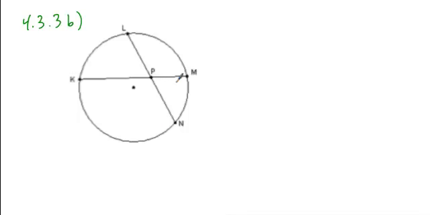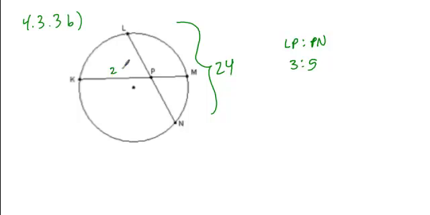Here we have two chords intersecting in a circle. We're given that this whole distance LN is 24. The ratio of LP to PN is 3 to 5. We're told that KP has a length of 27. PM has a value of T.